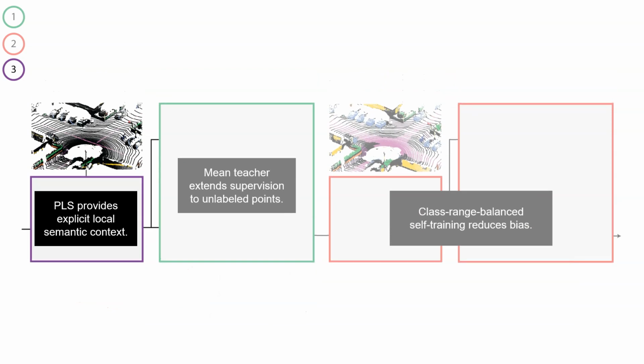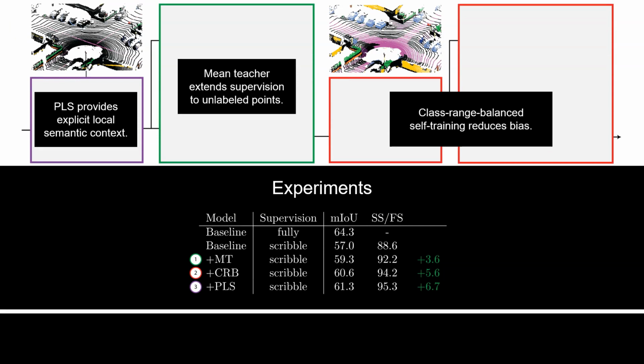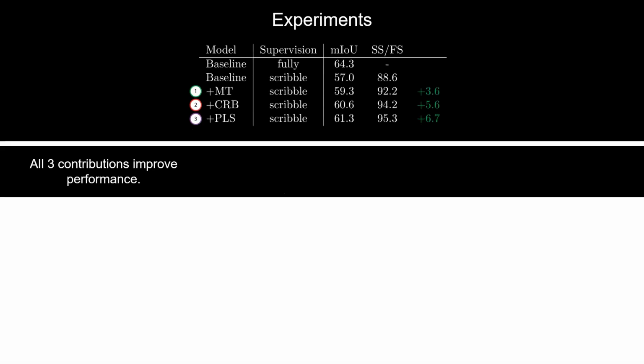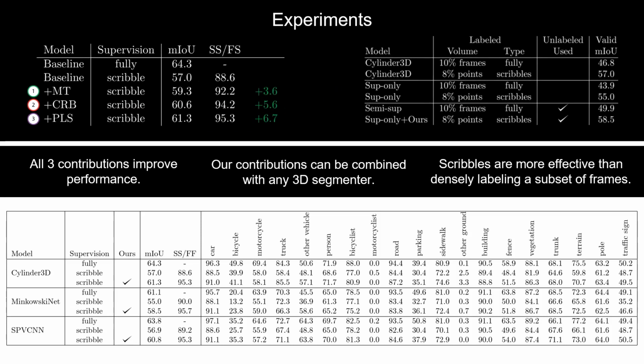When we combine all three components, we can achieve 95.3% relative performance when compared to fully supervised training. We further provide ablation studies to show that our pipeline is model independent and can achieve similar performance gains with three different state-of-the-art segmenters. Furthermore, we show that scribbles are a more effective labeling strategy than fully annotating a subset of frames under a fixed budget.